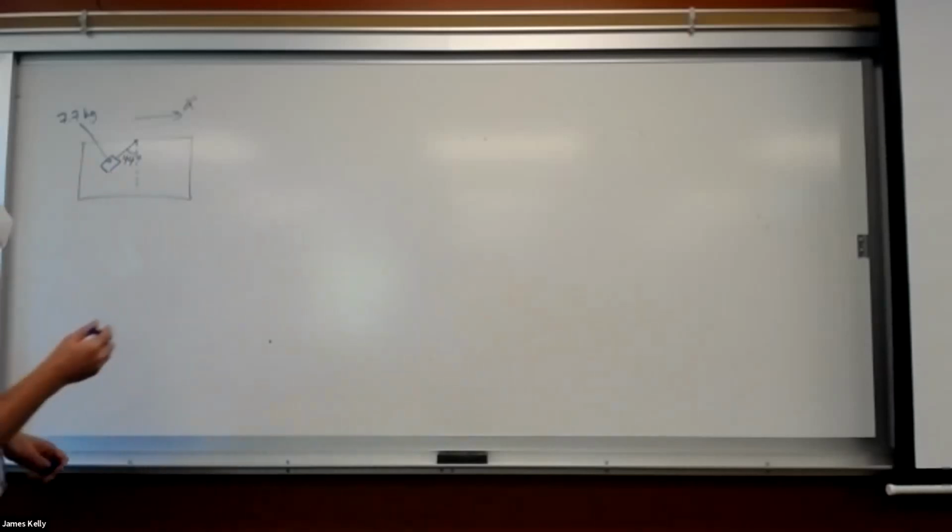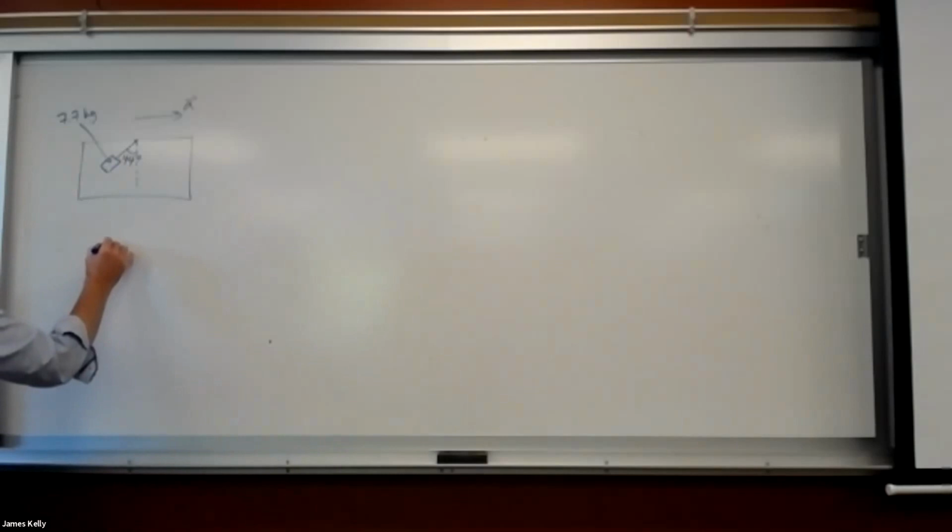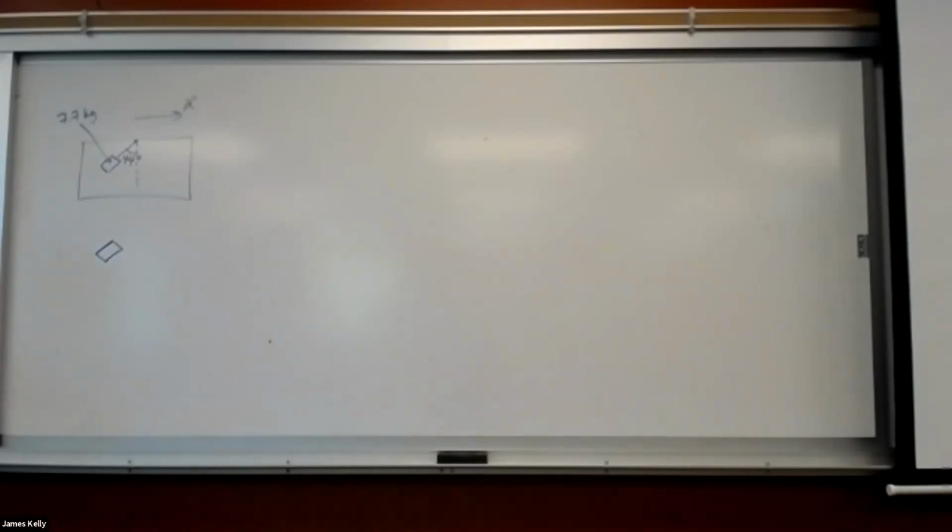So let's do a free body diagram for the light fixture. I'm going to draw it tilted like that. There's my 7.7 kilogram light fixture. What forces are acting on it? Well, certainly the weight always acts on it: 7.7 times 9.8. That's the Earth pulling down on it.